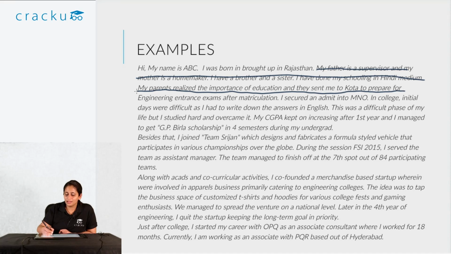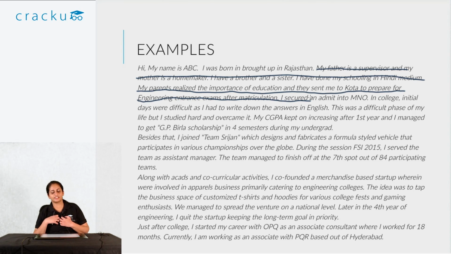Again, this line should add value, but it does not, because it does not say this from the perspective of that person. So if your parents realize the importance of education, instead of saying that, if you said I was born and brought up in Rajasthan, my parents always emphasized education and this has always been a very important thing for my family. For example, in this case, when I spoke to the student, he said that he was the first graduate from his family.